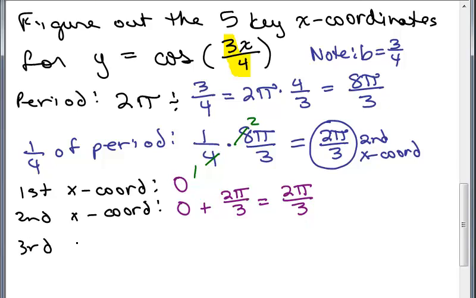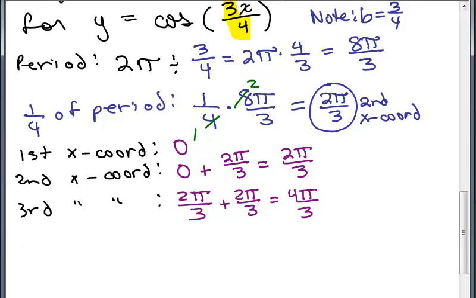Third x-coordinate, what would you do? You would take the 2 pi over 3, and again, you would add 1/4 of the period. That gives me 4 pi over 3. Fourth x-coordinate, we would take what I have so far, 4 pi over 3, and again, keep adding 1/4 of the period. So that gives us 6 pi over 3.